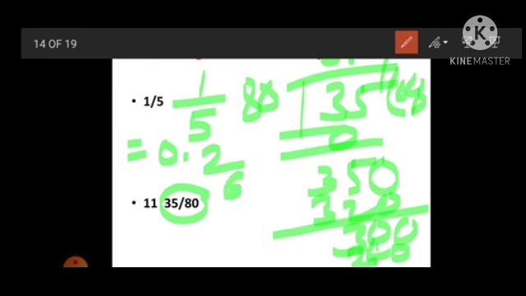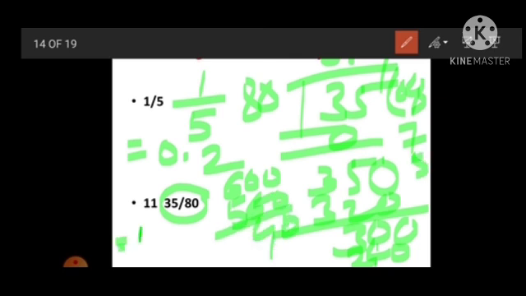Again here 600. Then 8 7s are 56. Then 40, and then 8 5s are 40. So what is our answer?